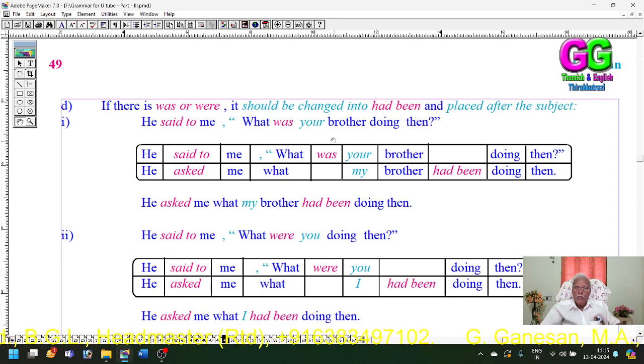He said to me, what was your brother doing there? Said to is changed to asked, what. Was has been changed into had been and placed after the subject, brother had been. That's all. Your refers to me, so it has been changed into my. Doing, no change, there, no change. So, he said to me, what was your brother doing there? He asked me what my brother had been doing there.